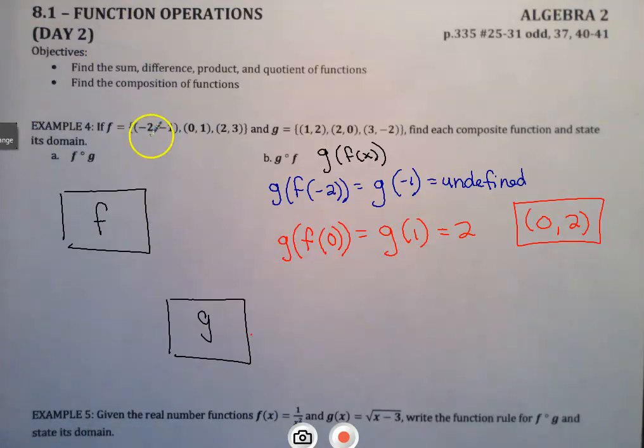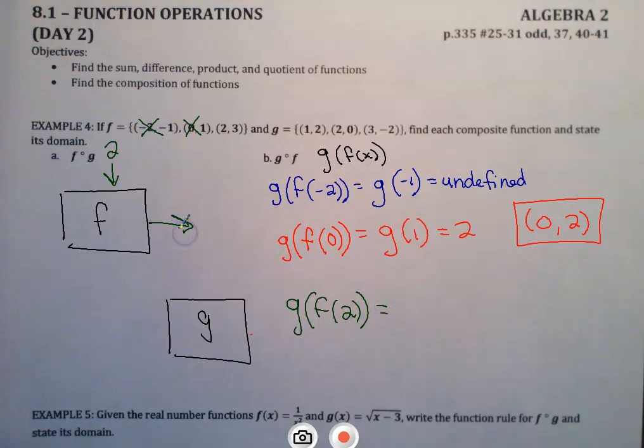So we've done F of 2, right? This one's done. We've done F of 0. The only X value left to put in F is what? 2. So we're going to put the 2 in the F machine. So G of F of 2. And what do we get out of the F machine, Ethan? 3. Okay, so then this is G of 3 now.